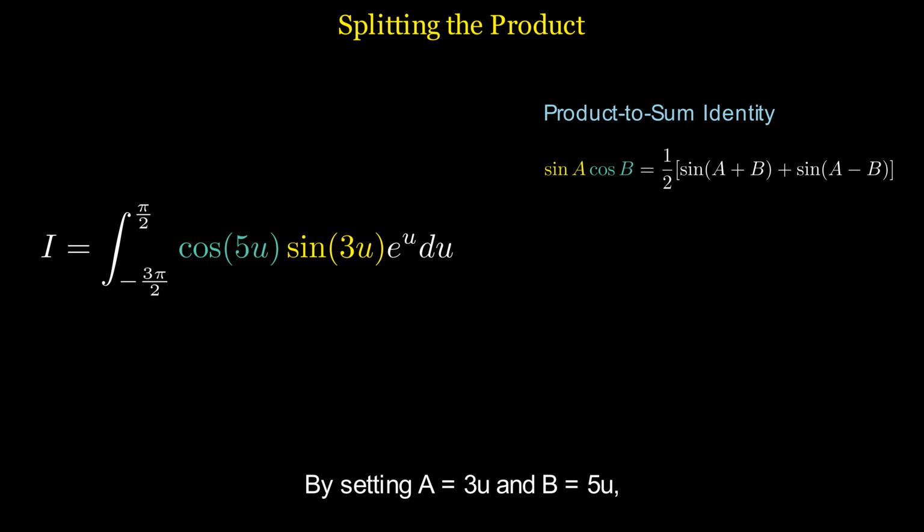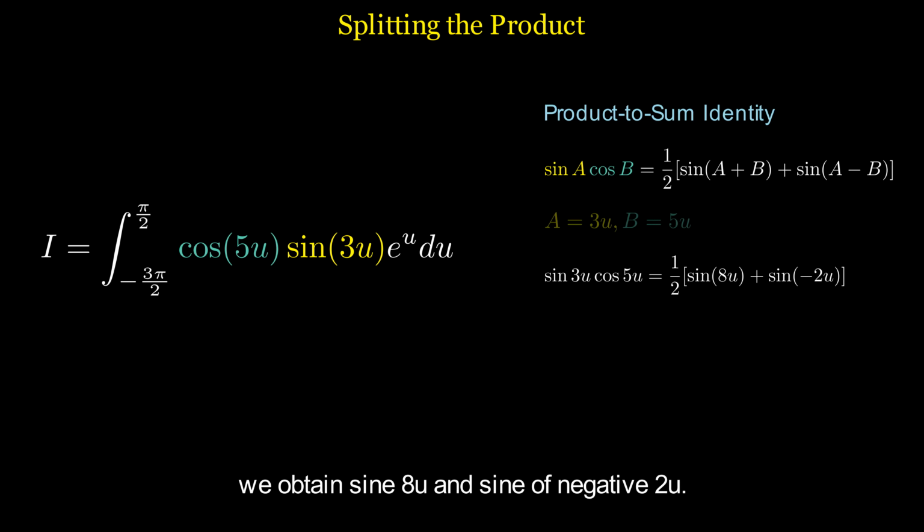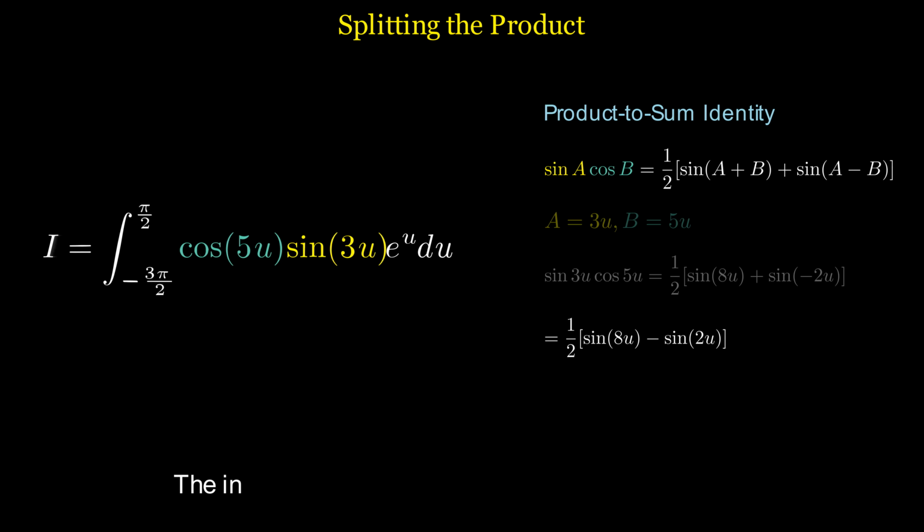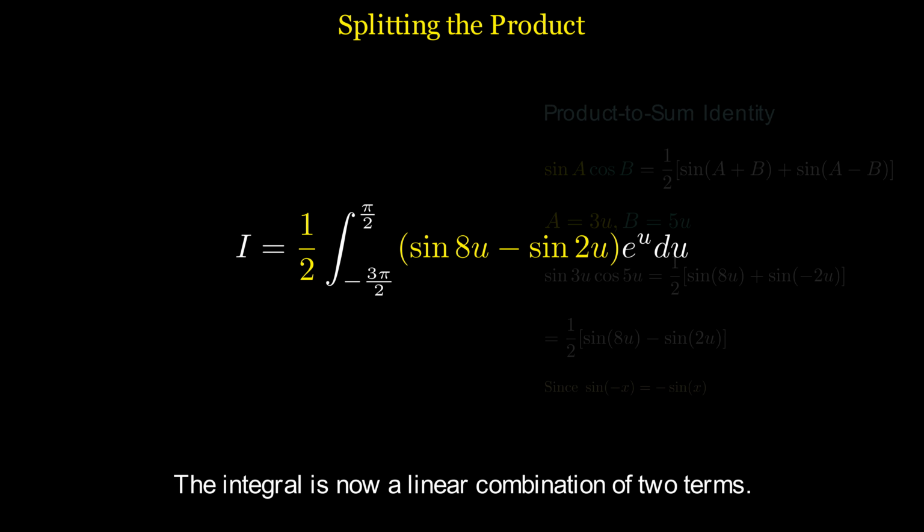By setting a equals 3u and b equals 5u, we obtain sine 8u and sine of negative 2u. Using the odd function property of sine, sine of negative 2u becomes minus sine of 2u. The integral is now a linear combination of 2 terms.